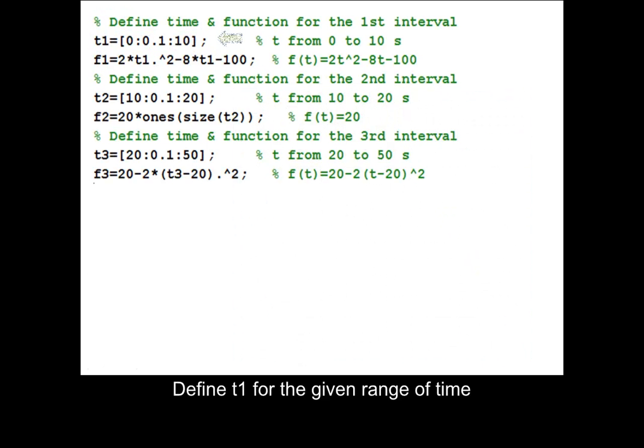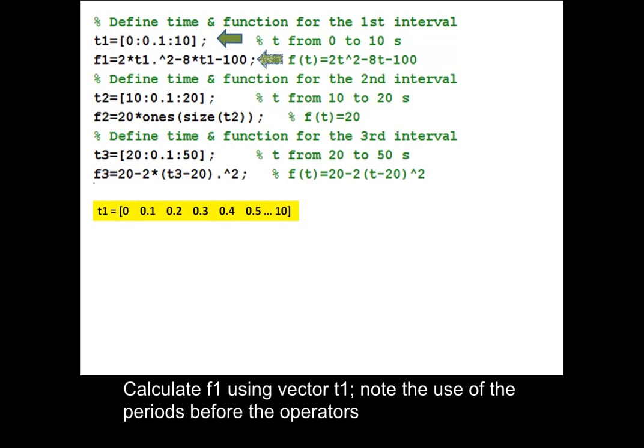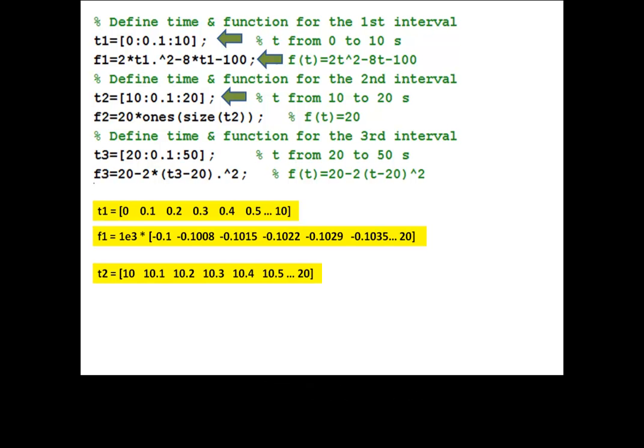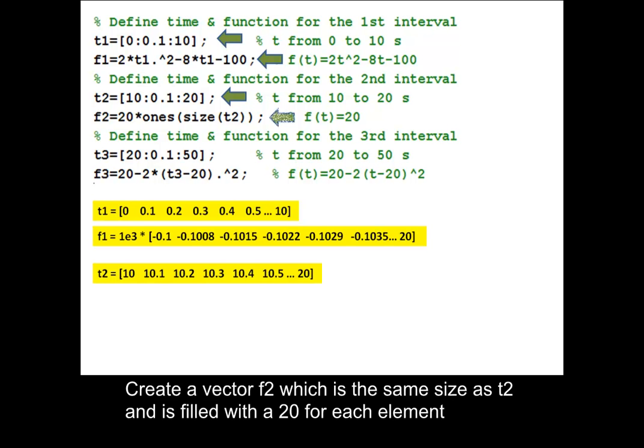Creating the same vectors using vector notation instead of a for loop is shown next. Define t1 for the given range of time. Calculate f1 using vector t1. Note the use of the periods before the operators.